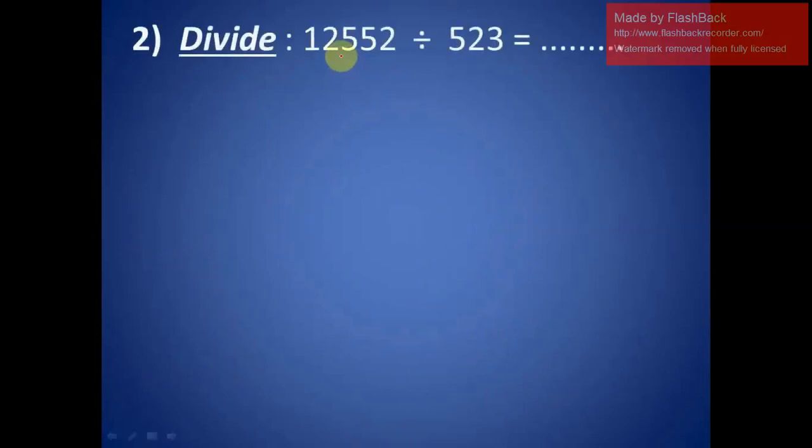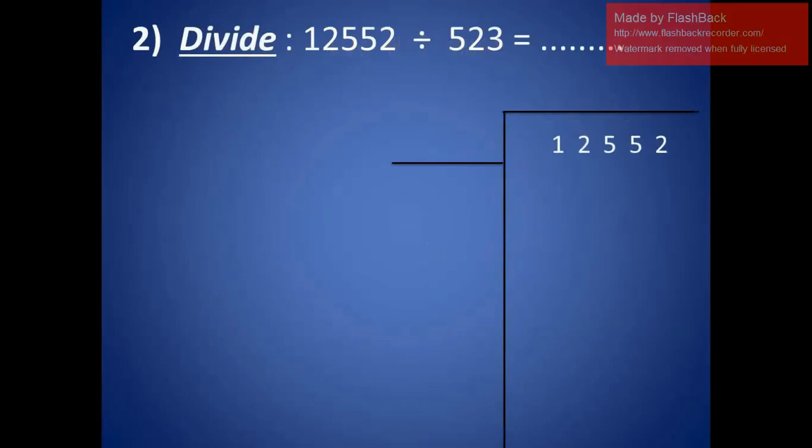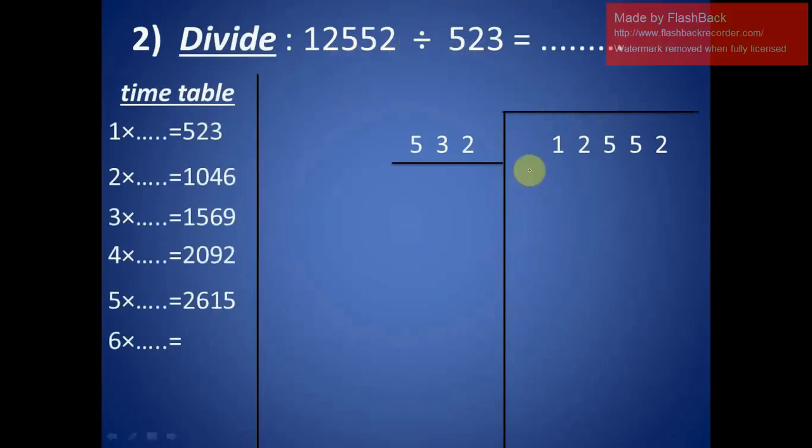Divide 12,552 by 523. Number 1, make the division figure, write the dividend, write the divisor, make the timetable, and then go to the multiples. 1 smaller than 523 impossible. 12 smaller than 523 impossible. 125 smaller than 523 impossible. Then take 4 digits.